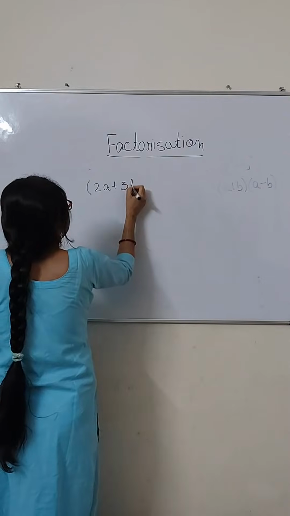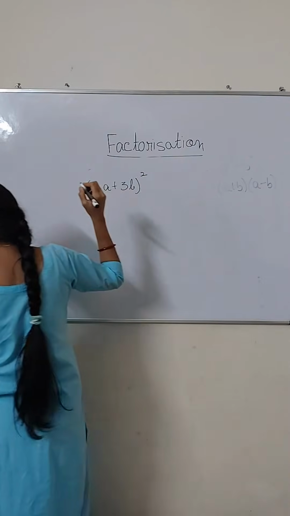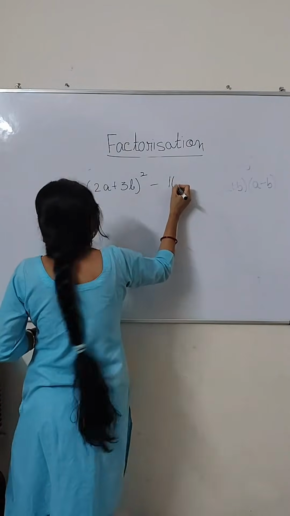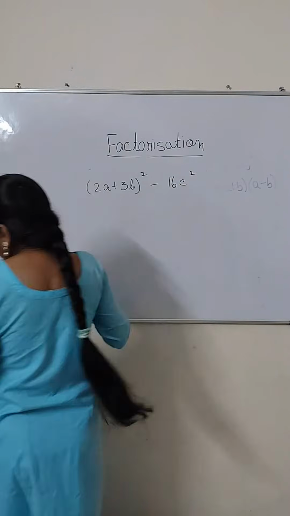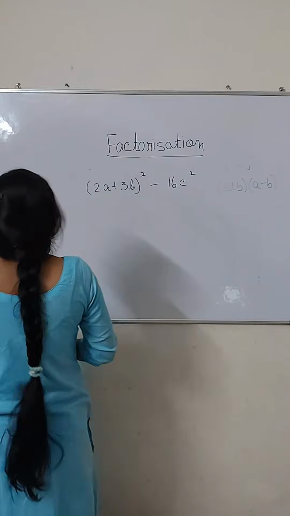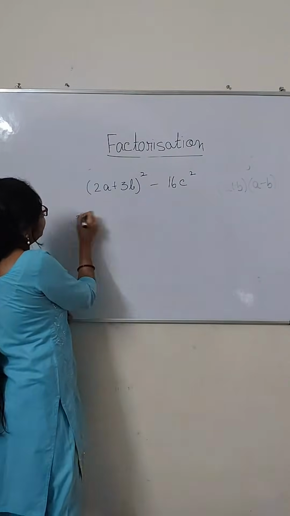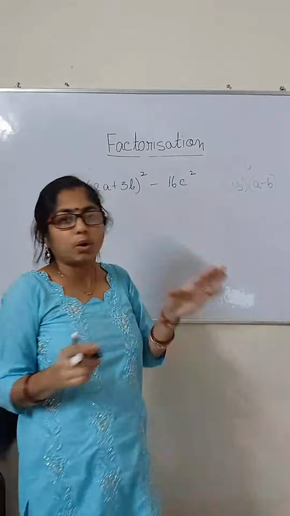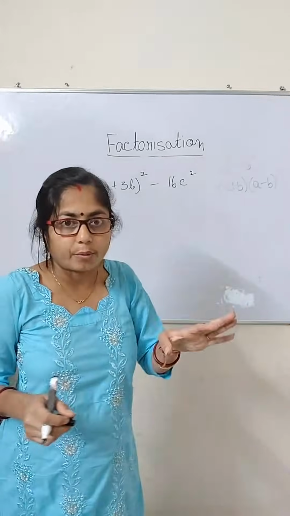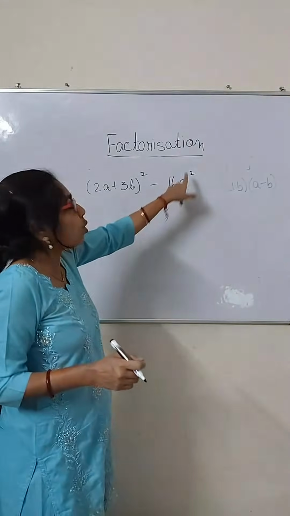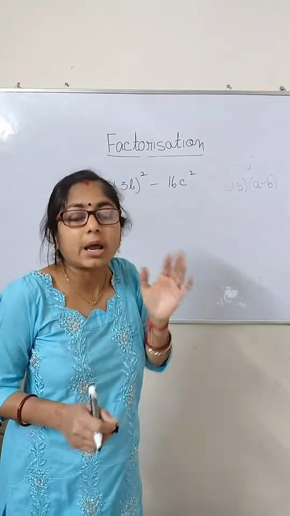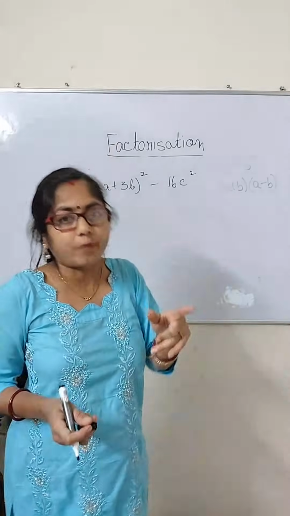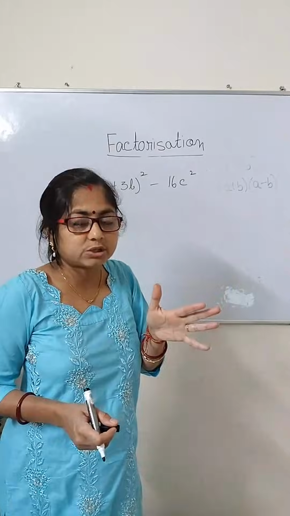Plus 3b whole square minus 16c square. 2a plus 3b whole square minus 16c square. First you check, is there any common? No. In this math there is no common one. Then check, there is only c square but 16 is also allowed. So write the 16 in square format. Okay, you know this one.